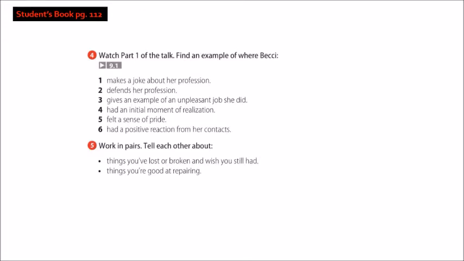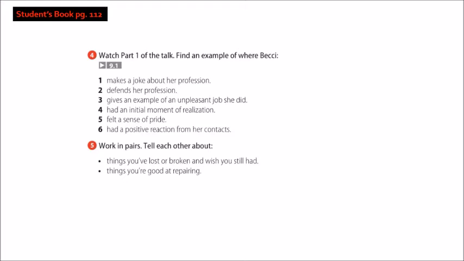Okay, so let's check number 4 together. Number 1, find an example where Becky makes a joke about her profession. So she says that they're pale and that they're great creatures, right? That's when she makes a joke about herself. Now, when does she defend her profession? It says we get criticized in the press all the time, but some of us are actually talented. Number 3, gives an example of an unpleasant job she did. So she mentions that she cleared tons of rotting fish, right?